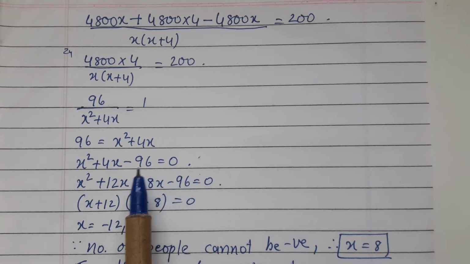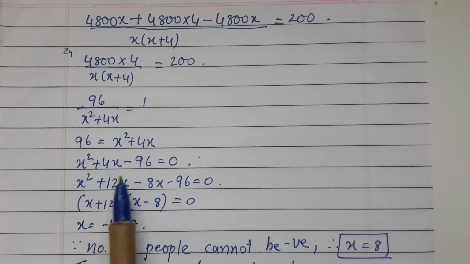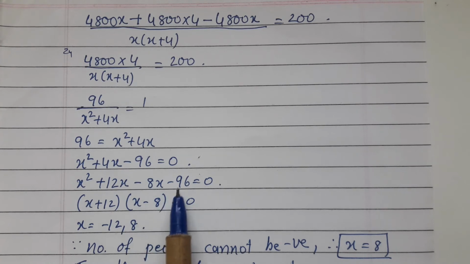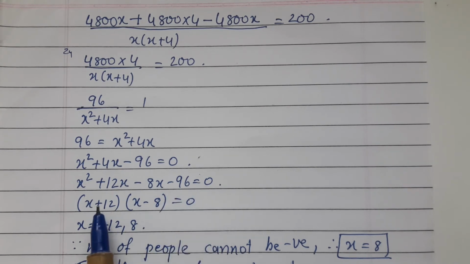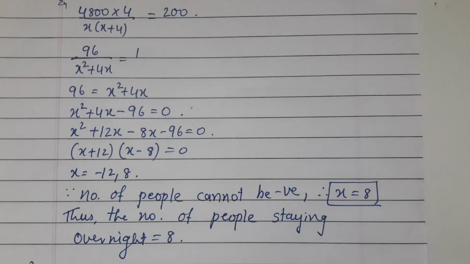Minus 96, divide into two terms such that its addition is plus 4 and multiplication is minus 96. Plus 12, minus 8. x square plus 12x minus 8x minus 96 equals 0. x plus 12 into x minus 8 equals 0. x equals minus 12 or 8. Since number of people can't be negative, x equals 8. Thus, the number of people staying overnight equals 8.